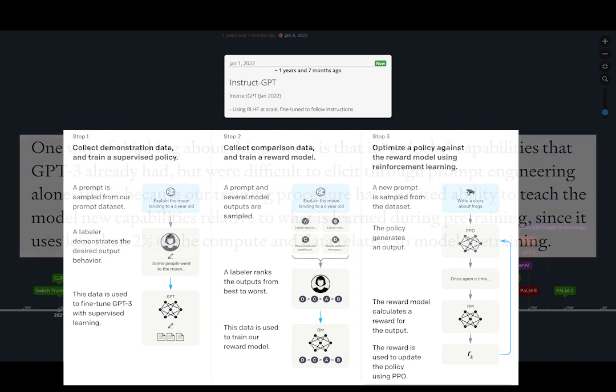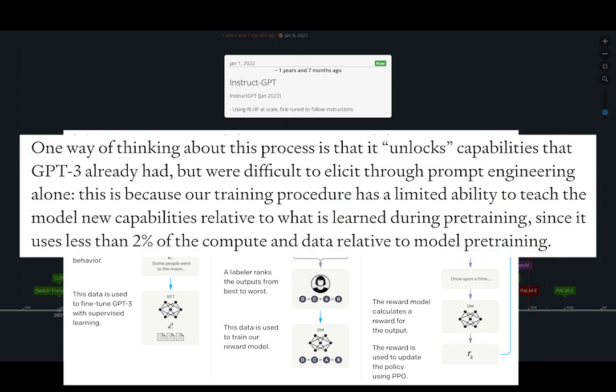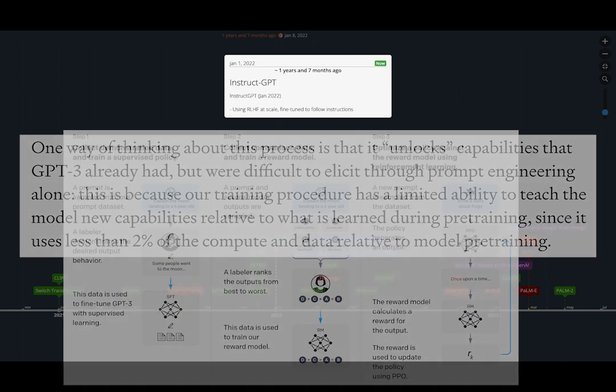OpenAI noted in their blog post, "One way of thinking about this process," referring to alignment, "is that it unlocks capabilities that GPT-3 already had."